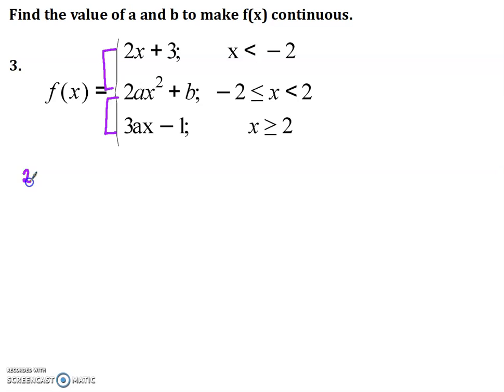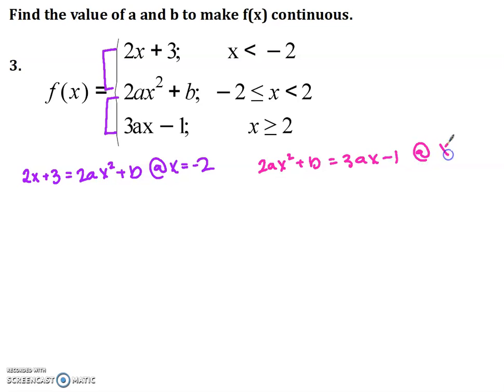So for the first one, I'll have 2x plus 3 equals 2a x squared plus b. And what I'm going to plug in here is -2. So these two have to be equal at x equals -2, because that's what they share in the inequality. And then I'm going to take the bottom 2 equations, set them equal to each other. So they're going to have to be equal at x equals 2 to make them continuous.